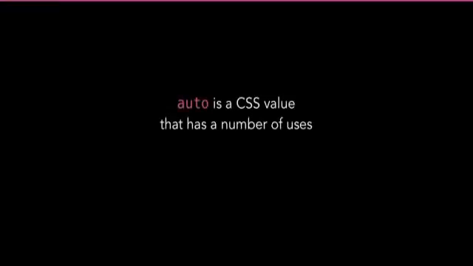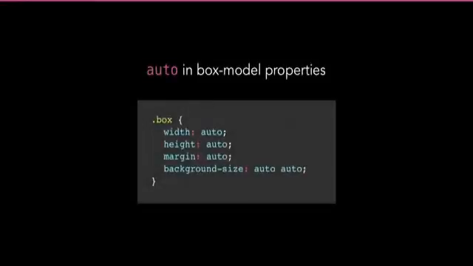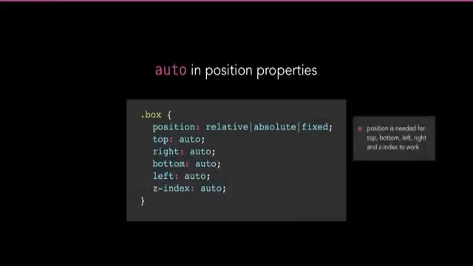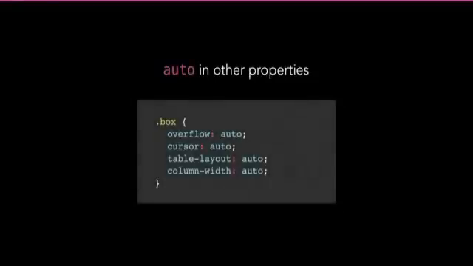Auto is a CSS value that has a number of uses. It's the default value for a lot of box model properties like width, height, margin, and background size. It's also the default value for position properties like top and bottom, left and right, and z-index. There are other more obscure places that auto can be used as well, like overflow, cursor, table layout, and the column width property of CSS columns.